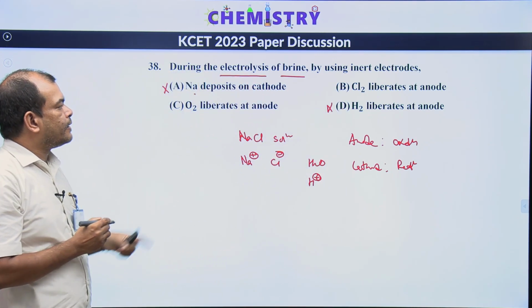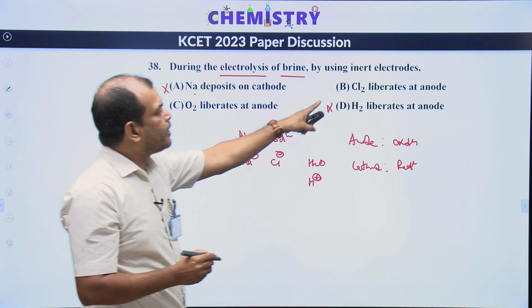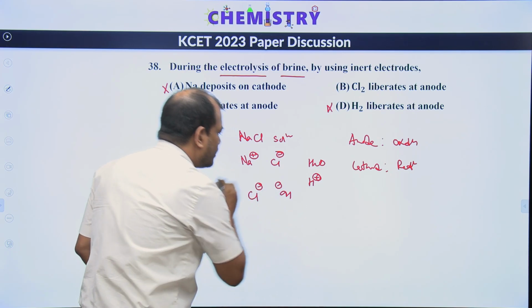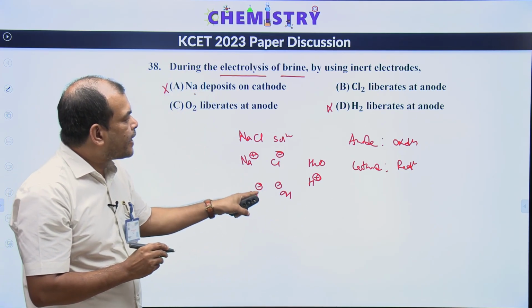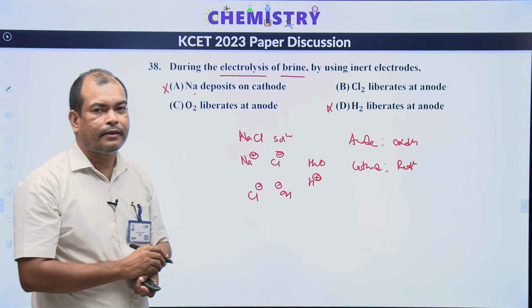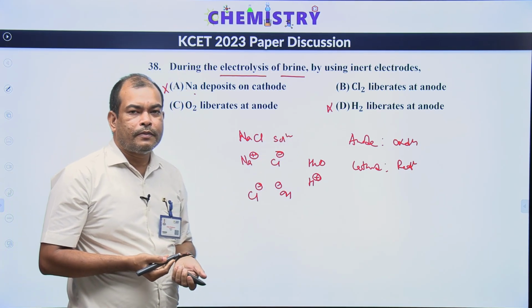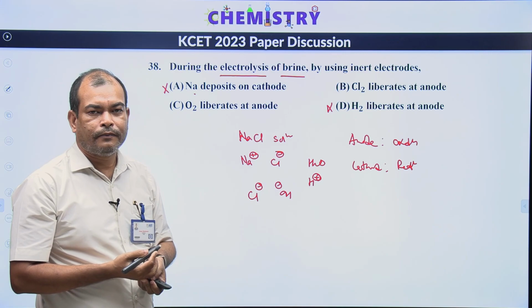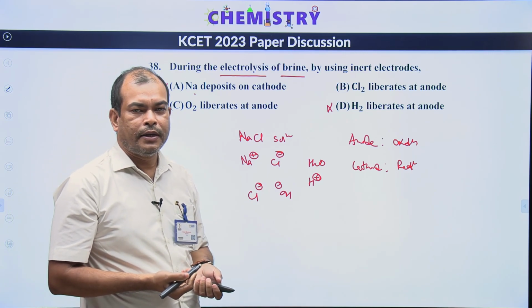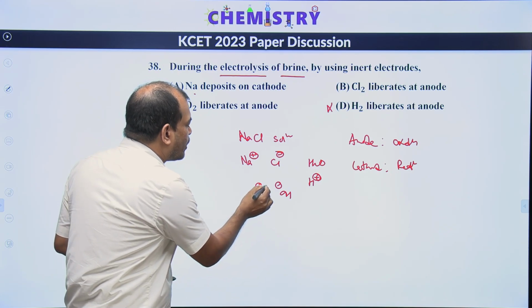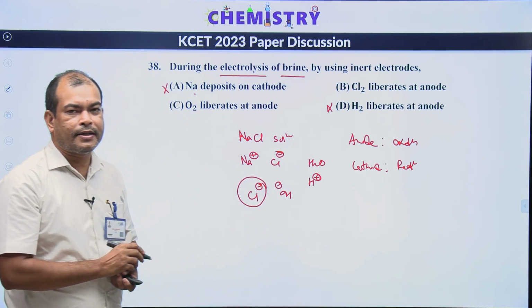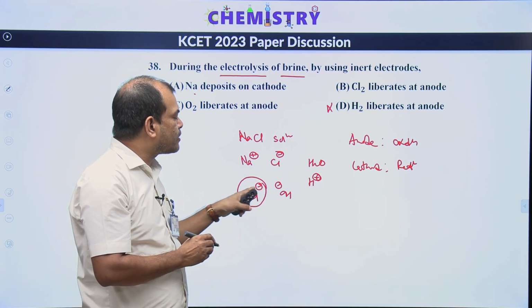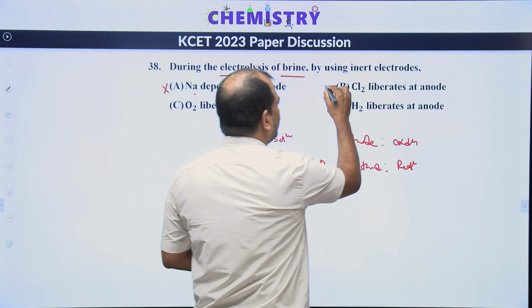Now leave B and C. Oxygen from the oxide and chlorine from the chloride. Then you have to look, chloride is there and hydroxyl is there. Now out of the chloride and hydroxyl, which can be oxidized easily? Now, two ways you can solve this question. One way, if you know what will be the oxidation potential of the respective value, or you can do the discharge potential theory. As per the discharge potential theory, chloride can be discharged easier than OH minus. Why? The oxygen will have a lesser tendency to donate its electron in comparison to the chlorine. Therefore, chlorine will be liberated.